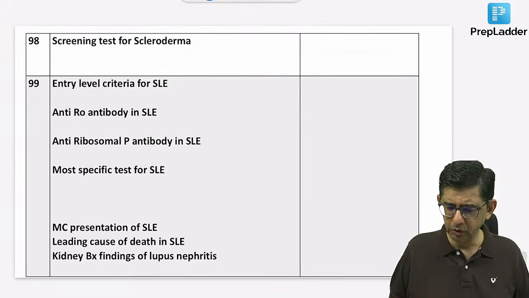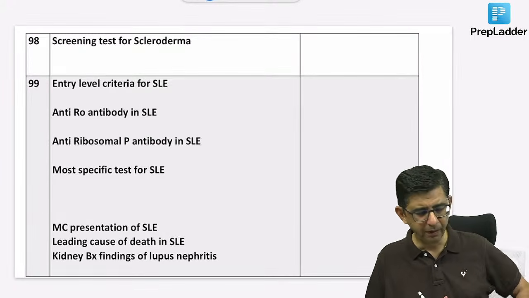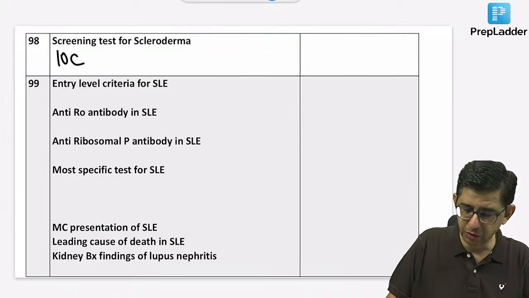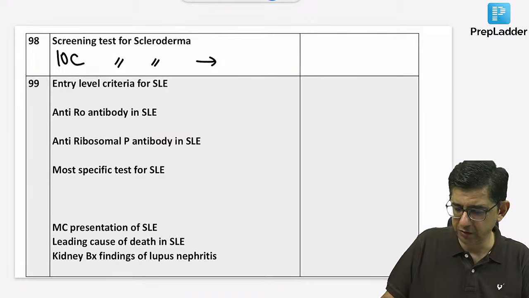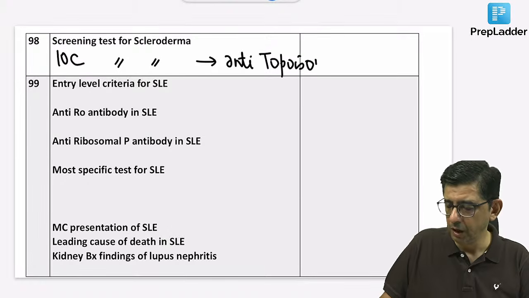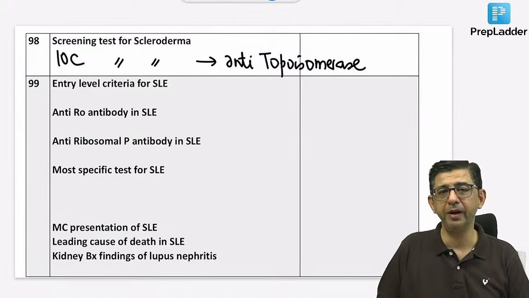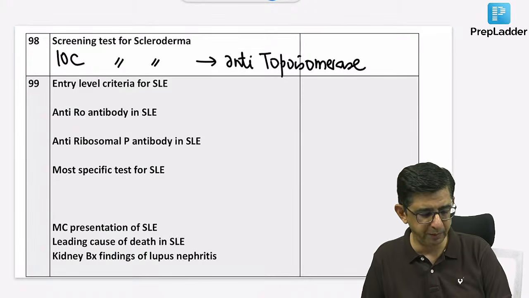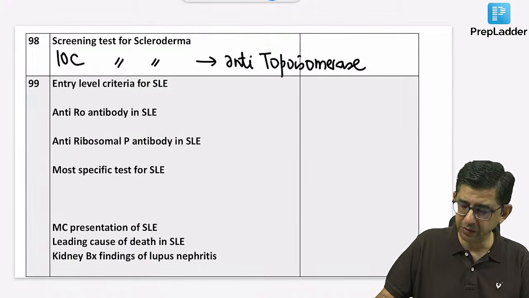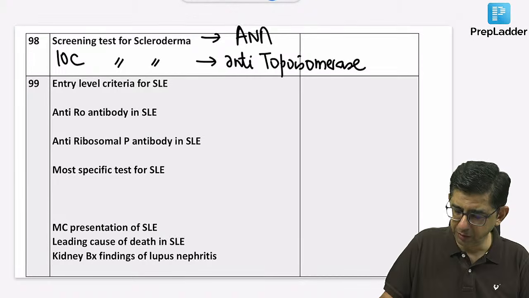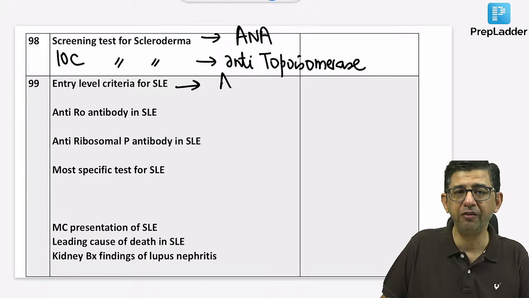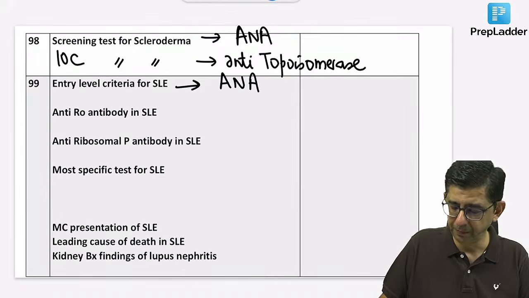Okay, so moving to screening test for scleroderma. Quick answers there. Antibodies that we are using: screening test for scleroderma, investigation of choice for scleroderma. In fact, the investigation of choice we have discussed already, that is topoisomerase. There was a woman who had pulmonary artery hypertension, and we took care of it using ambrisentan or bosentan. Screening test for this condition would be answered as anti-nuclear antibody only, ANA only. Yes. Then the entry level criterion for SLE is anti-nuclear antibody, ANA.